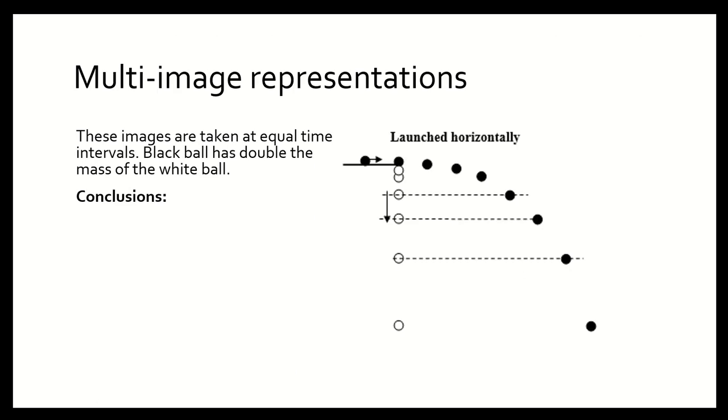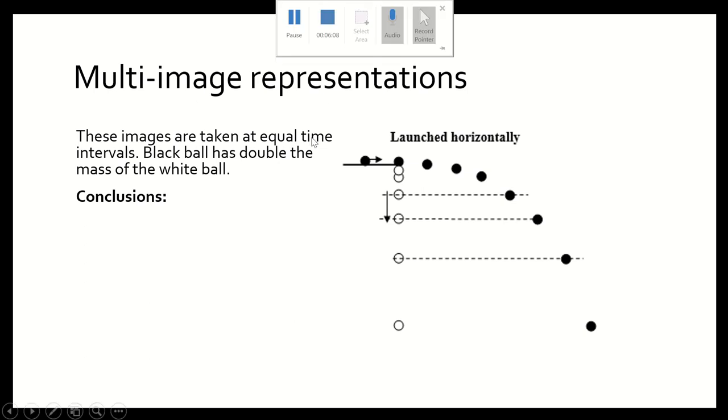Now, here is a multi-image representation. You could be asked to analyze one. They're not a very common exam question anymore. But basically what we have here is two balls. One ball is launched horizontally. This black ball has double the mass of the white ball, so this black ball is heavier, and the white ball is lighter. The white ball is only dropped off the table, and the black marble is launched horizontally.